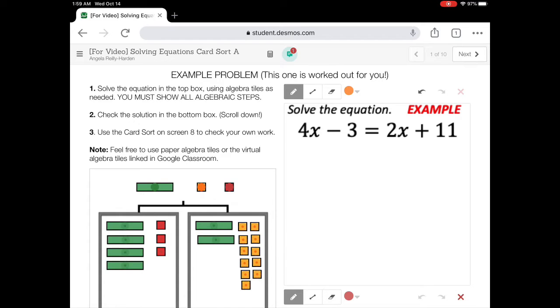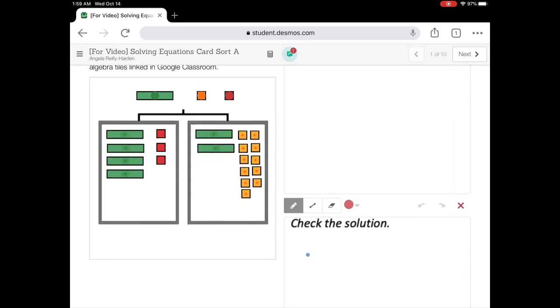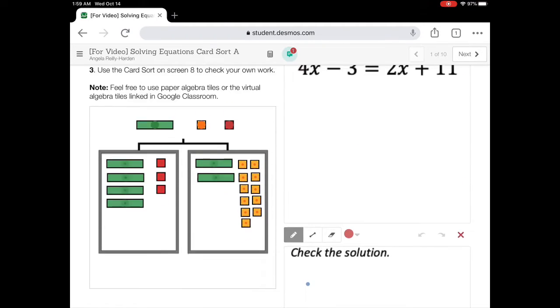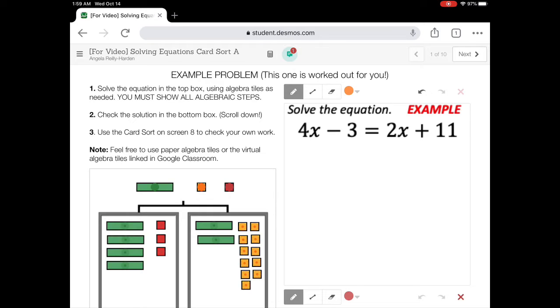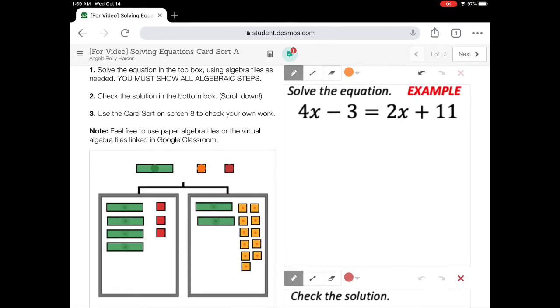2. Check the solution in the bottom box. Scroll down. 3. Use the card sort on screen 8 to check your own work. Also, note, feel free to use algebra tiles, paper algebra tiles, or the virtual algebra tiles linked in Google Classroom. So I've already built the equation 4x minus 3 equals 2x plus 11. Let's go ahead and solve it.